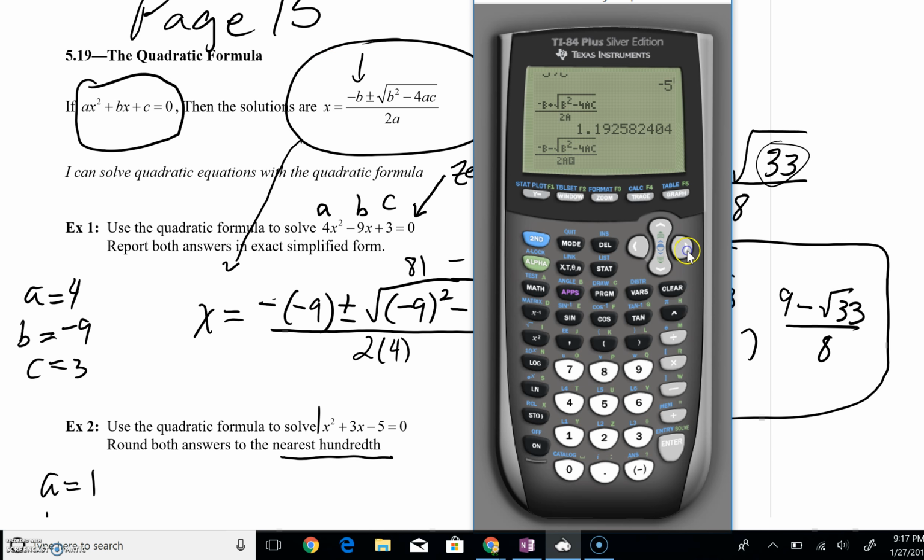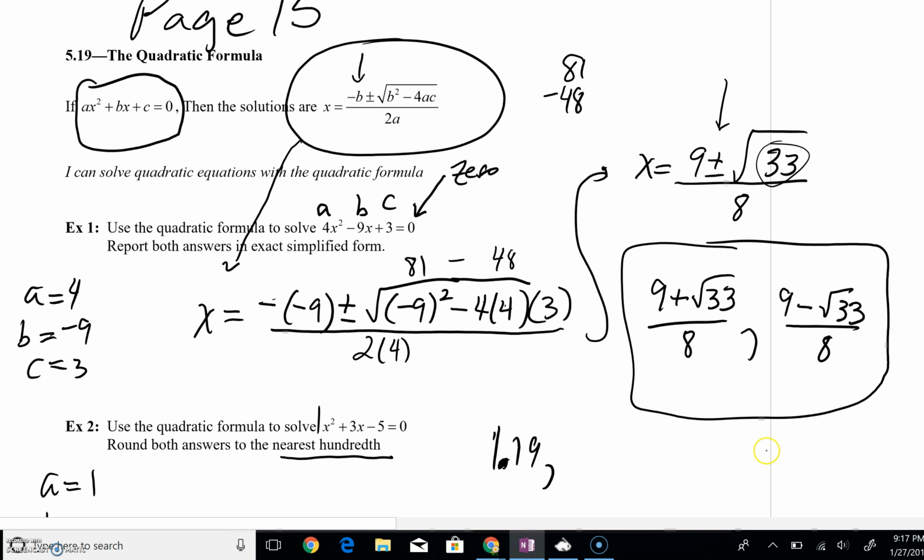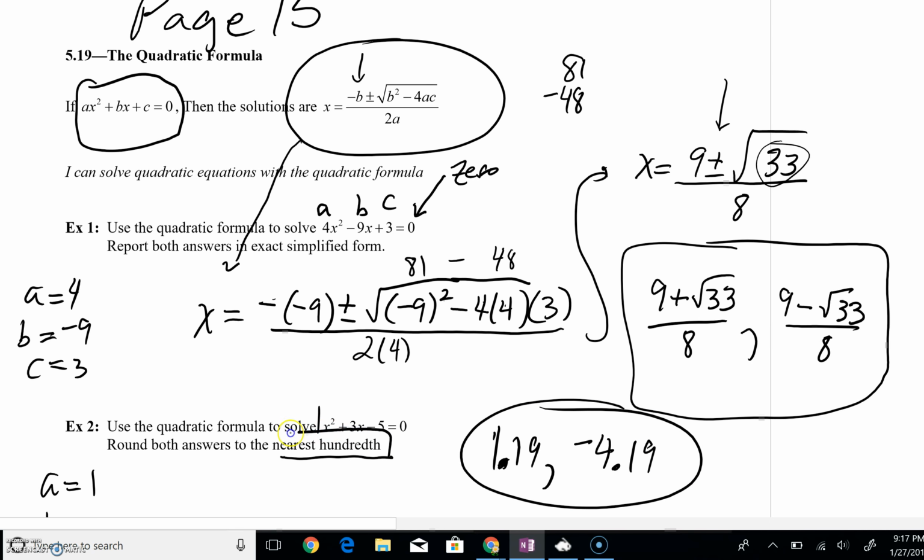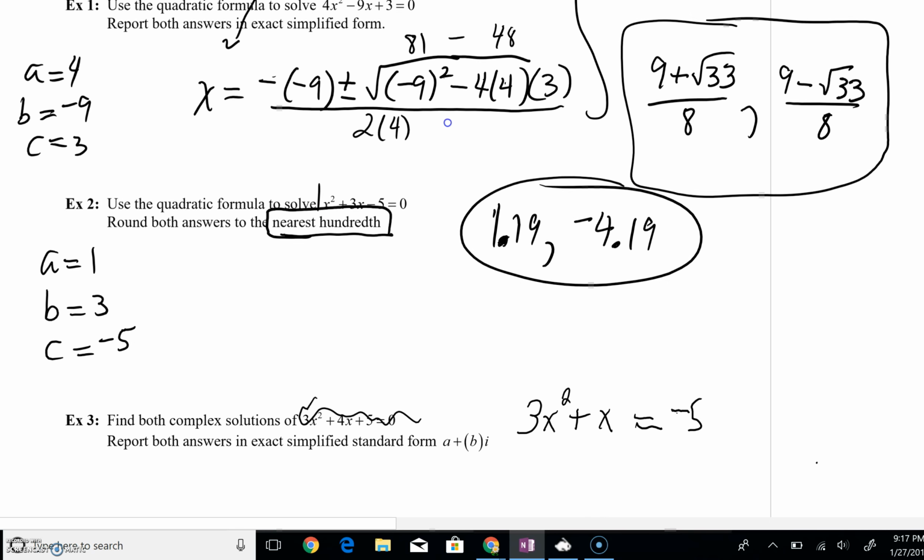But you can see what I just did. I saved a lot of time. That's negative 4.19 for my other answer. 2 solutions, and we can get that pretty quickly. How do we know when we have to use the calculator like that? They're telling you to go to the nearest hundredth.